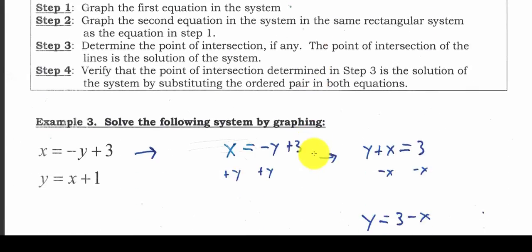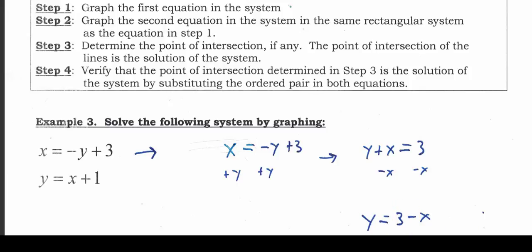And then the last one is solved by graphing. So here's a system of equations. We can enter this into our graphing calculator, but the bottom equation is fine. The top equation is in x, so I have to rewrite this equation in terms of y. Okay, so you'll notice I add positive y to both sides to get rid of the negative y on this side. And then I end up subtracting x from both sides. And now you'll see I have y equals 3 minus x. So I can graph y equals 3 minus x.